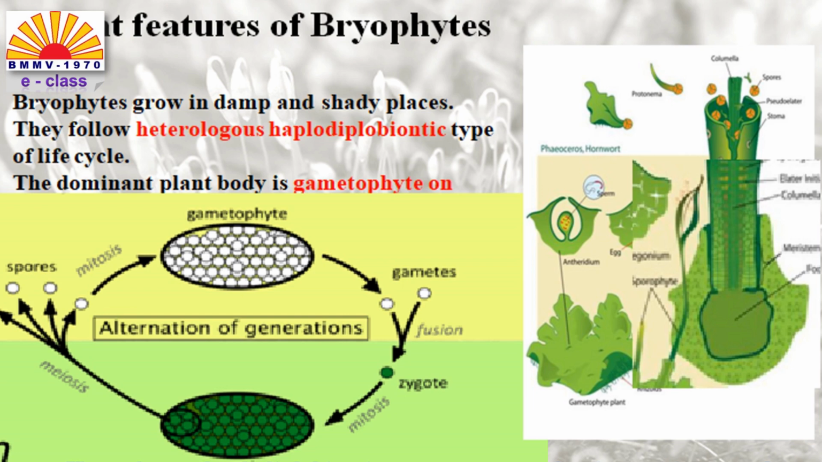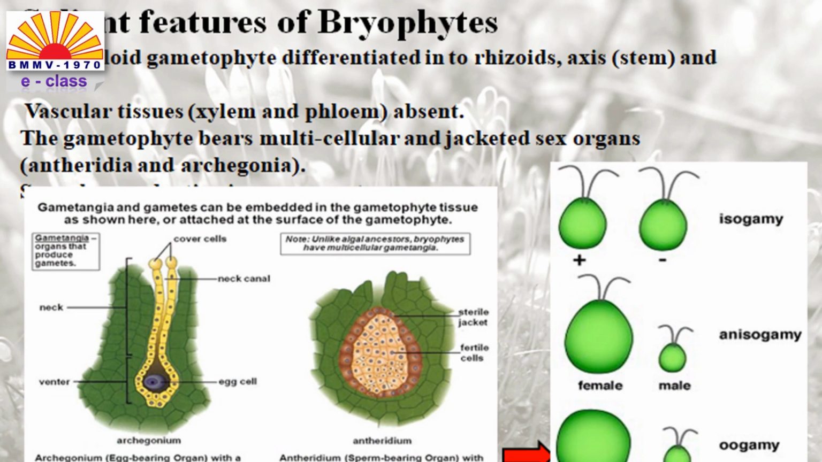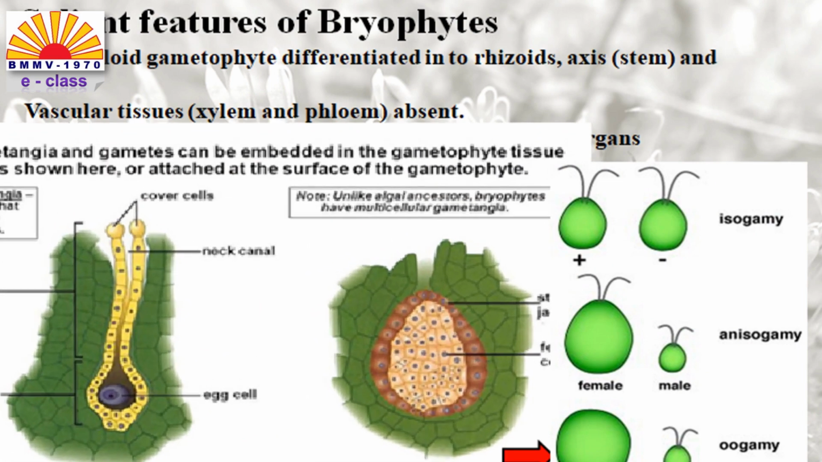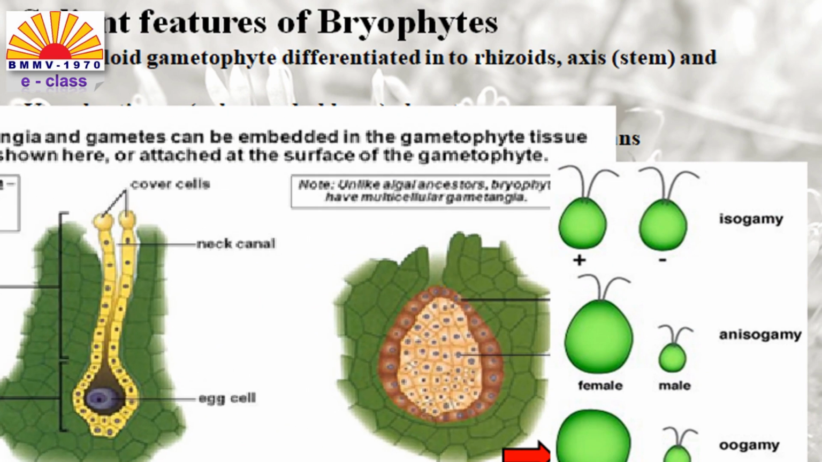Another important feature of bryophytes is the sexual reproductive organs. The male sexual reproductive organ is known as antheridium. The female reproductive organ is known as archegonium. Around the antheridium and the archegonium, you will find a covering of sterile cells. These sterile cells are known as sterile jacket cells. This is also one of the characteristic features of bryophytes.